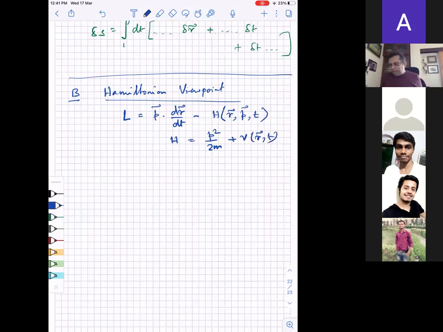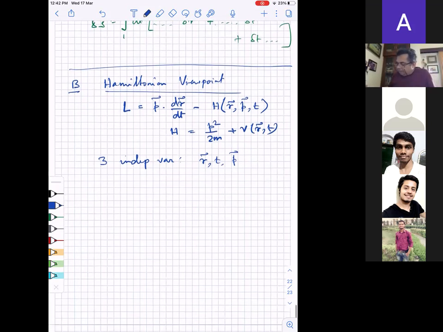Now if you look at this formula, you realize that the independent variables now are not two. Previously, the independent variables were r and t, but in this Hamiltonian viewpoint, because I have rewritten it, I have one more independent variable. So now I have three independent variables: r, t, and my p, the momentum. So momentum is an equivalent independent variable over here.